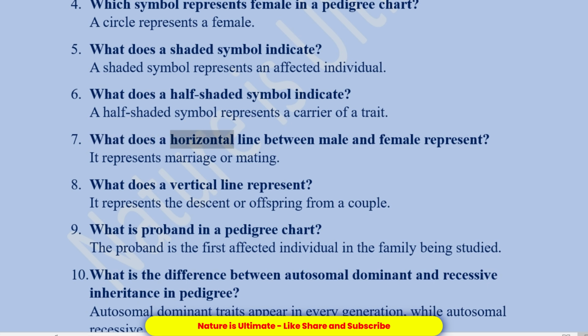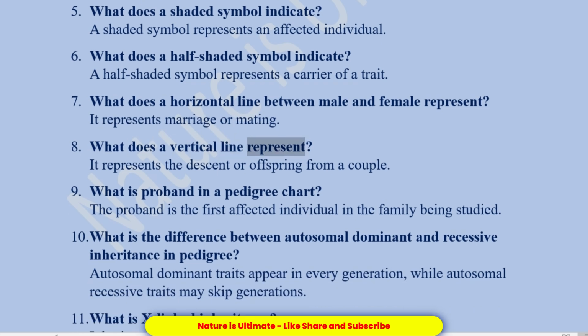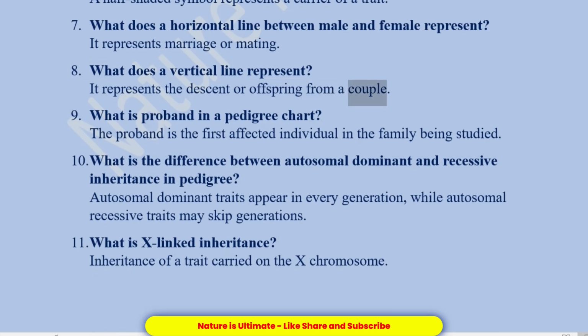What does a horizontal line between male and female represent? It represents marriage or mating. What does a vertical line represent? It represents the descent or offspring from a couple. What is proband in a pedigree chart? The proband is the first affected individual in the family being studied.